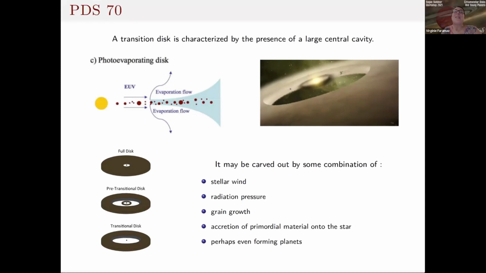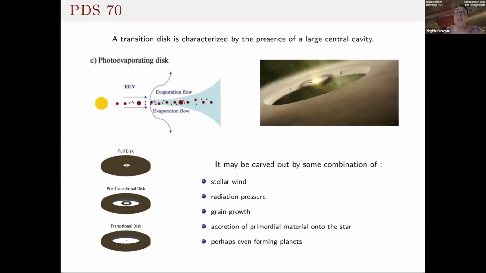But basically, what we call a transition disk is characterized by the presence of a large central cavity. It might be carved by some combination of stellar wind, radiation pressure, grain growth, accretion on the star, and maybe also forming planets that will clear their path. So here it is a transitional disk with the full cavity. And here's what's called a pre-transitional disk, where we still have a little component close to the star. You can also see it here in the artist view.